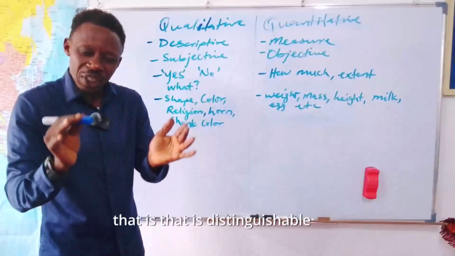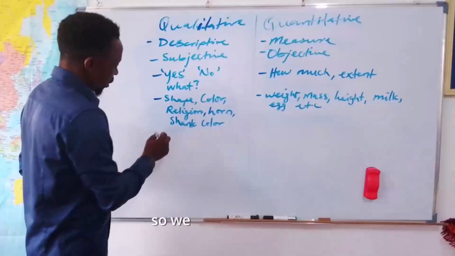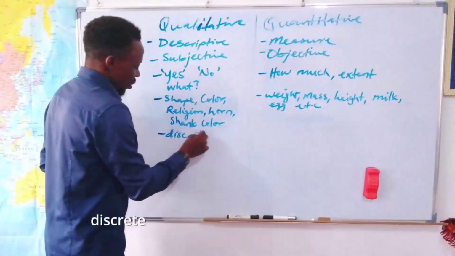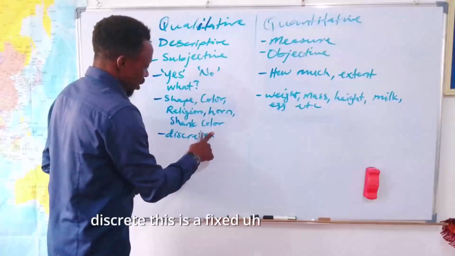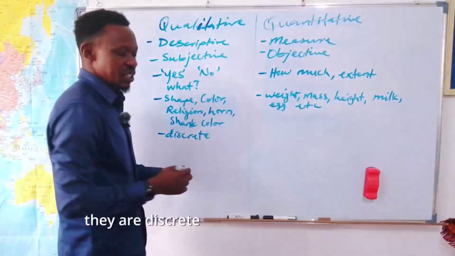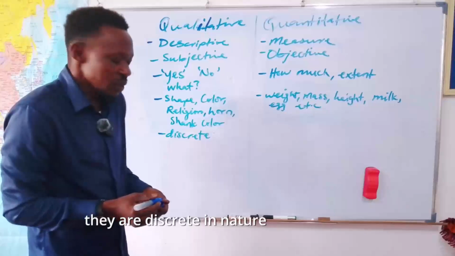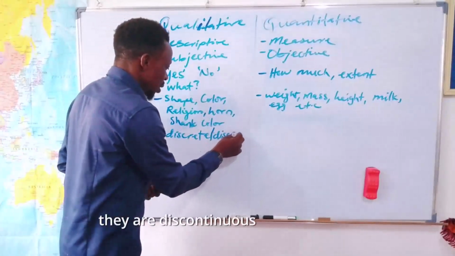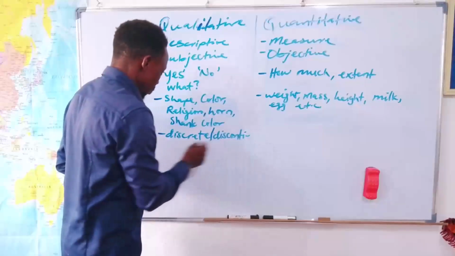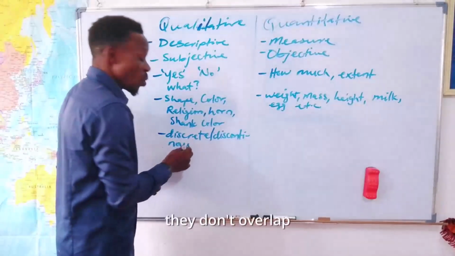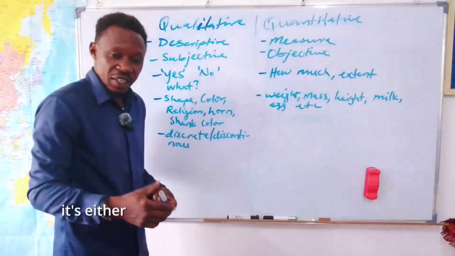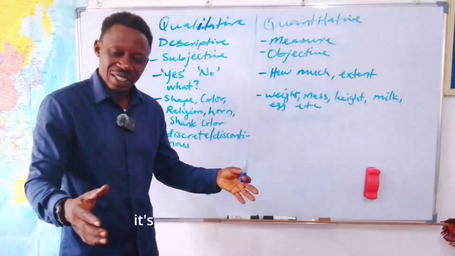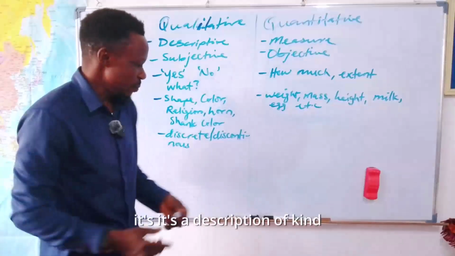That is distinguishable sets. So we can say discrete. This is a fixed shape. They are discrete in nature. In other words, they are discontinuous. They don't overlap. It's either you fall into this category or the other category. It's a description of kind.